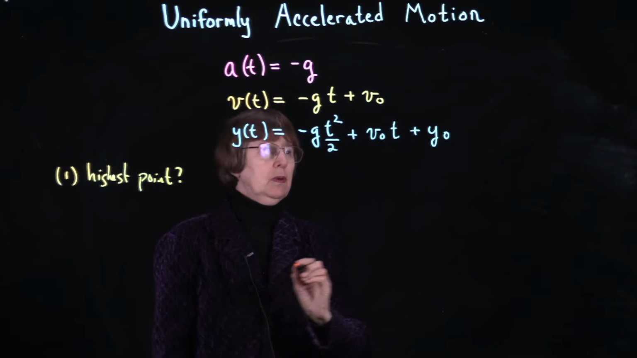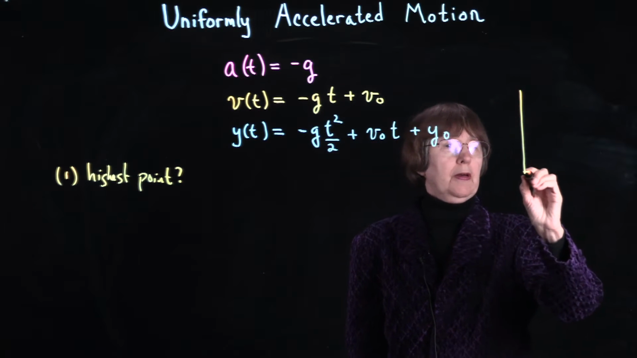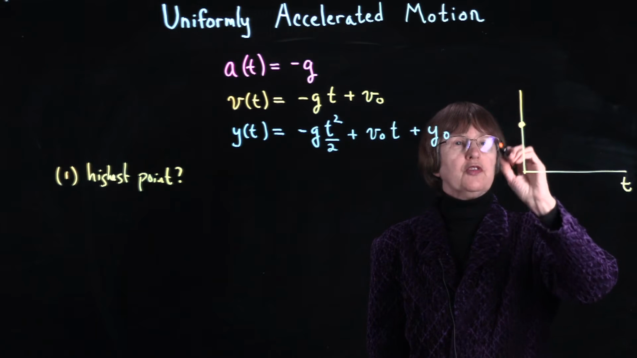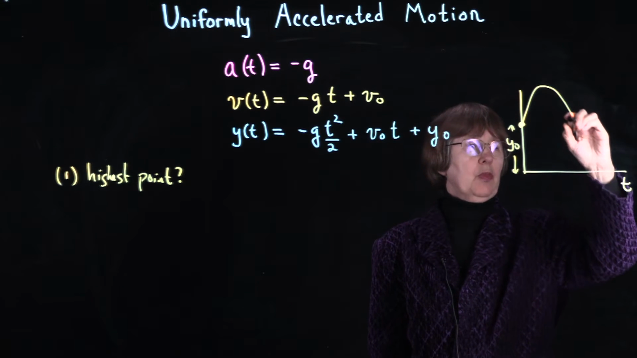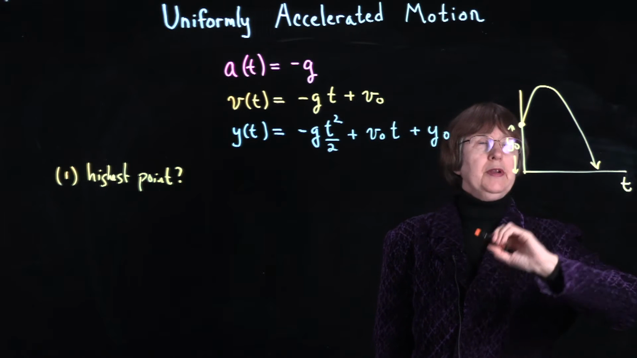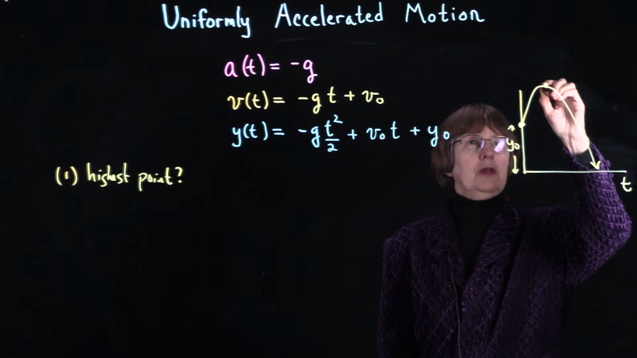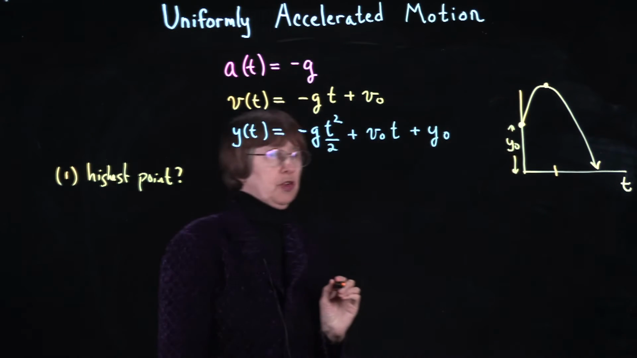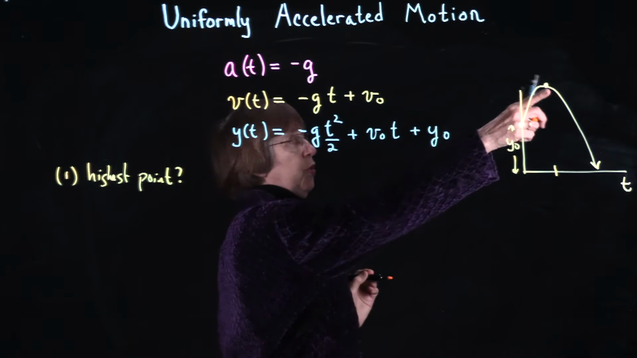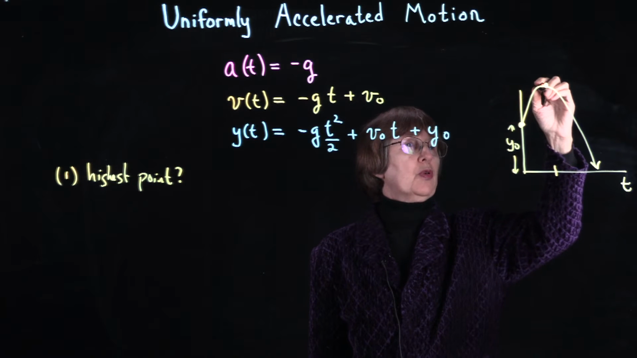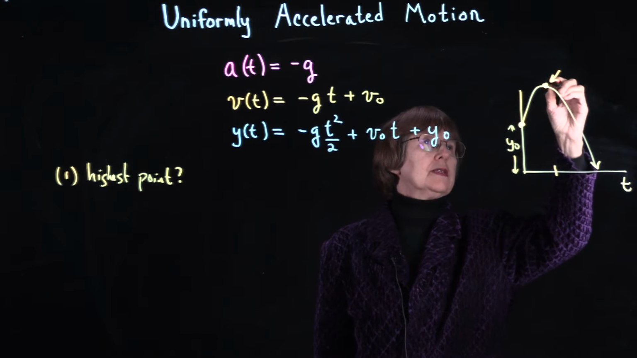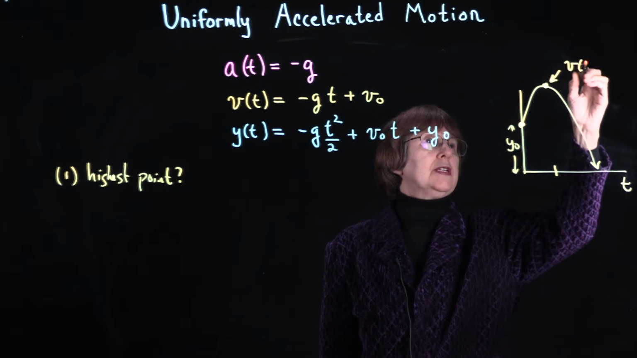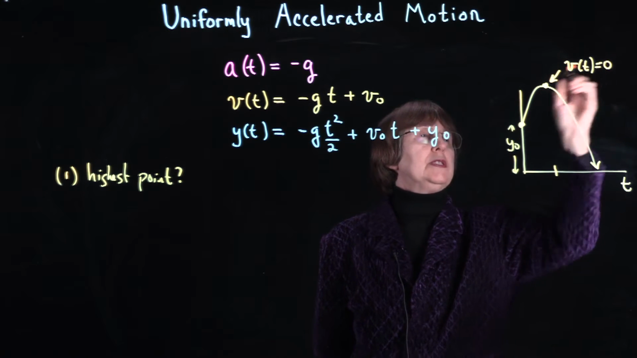To do so, let's recall that from its initial position and its initial velocity, that object may be going upwards and then coming back down again. What is special about the time at which the object reaches its highest point? The body's going upwards, turns around and comes back down. So right at this highest point, the velocity at that time will be 0.